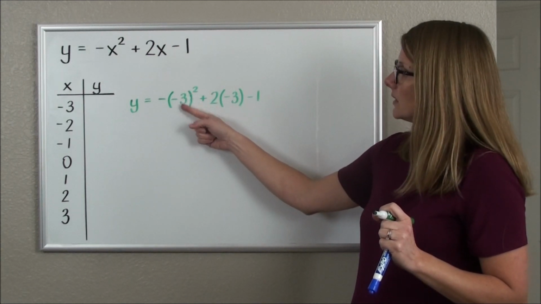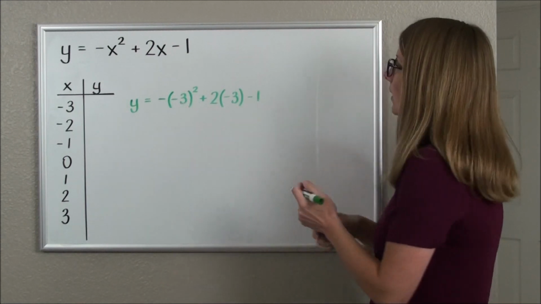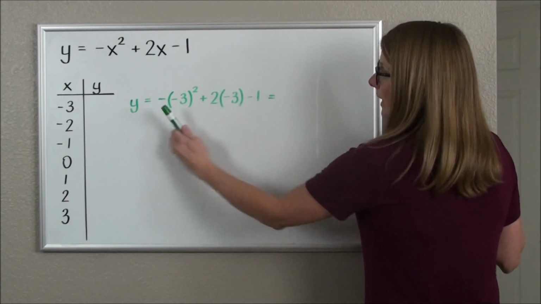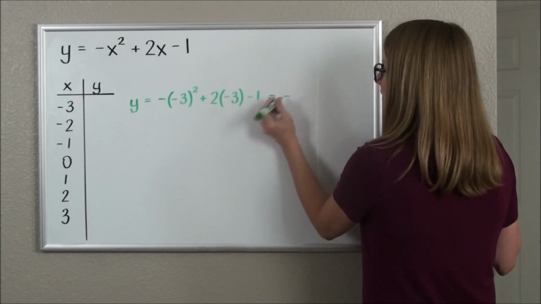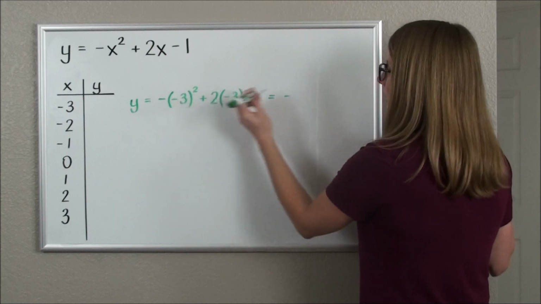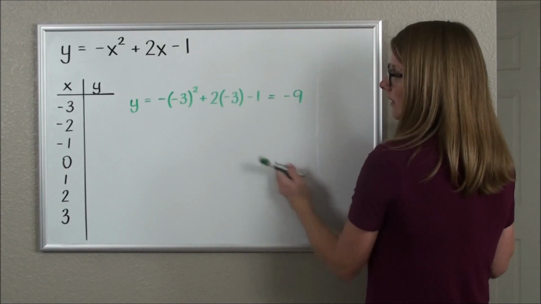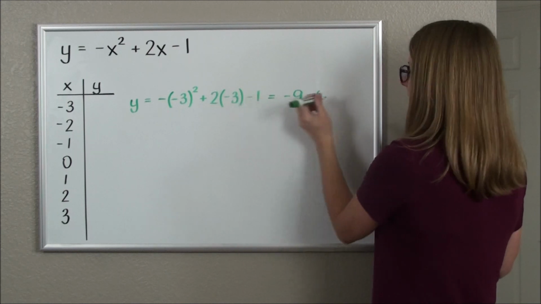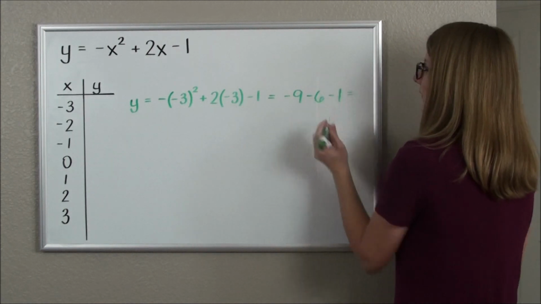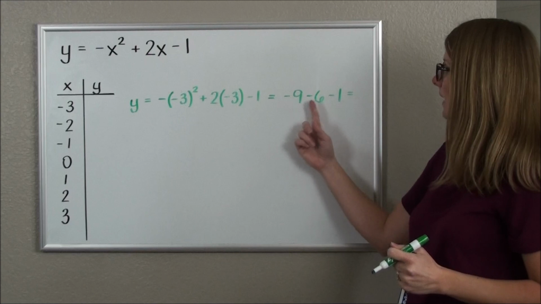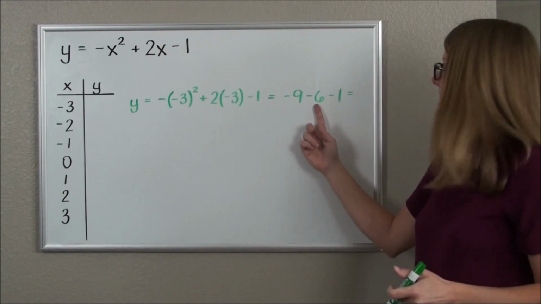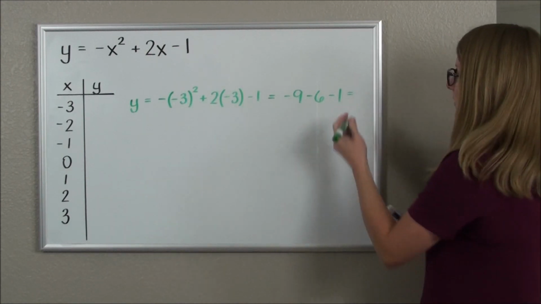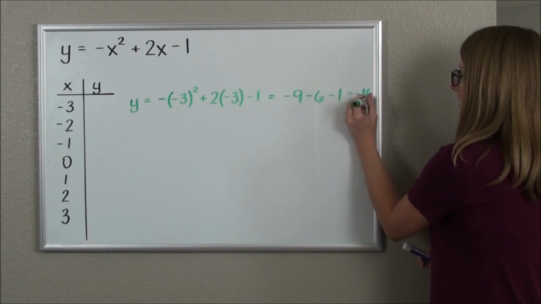(-3) squared is -3 times -3, which is 9. So I have the negative out front, and (-3) squared is 9. And now 2 times -3 is -6, and then I have -1. If I combine all this together, -9 minus 6 is -15, and -15 minus 1 is -16.